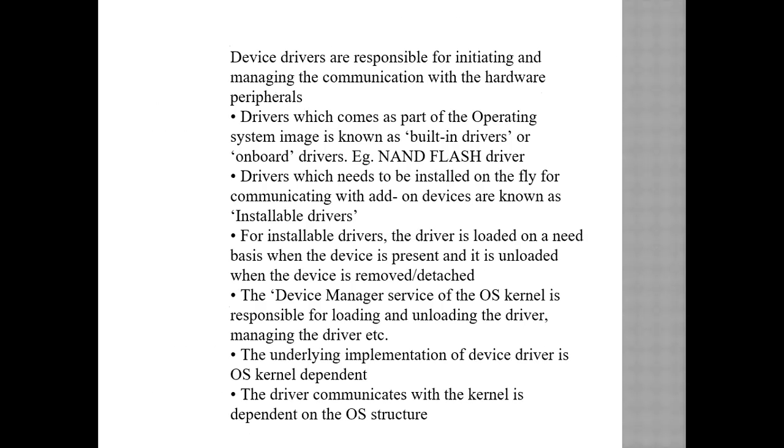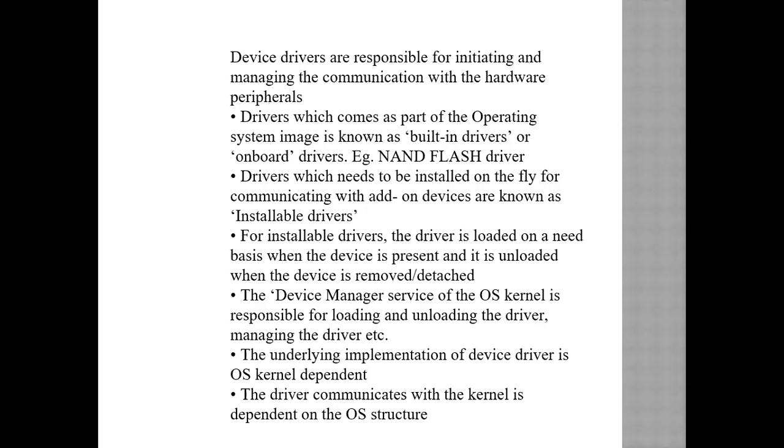The device drivers are responsible for initiating and managing the communication with the hardware peripherals. What this means is that the interrupt is handled in that particular device, which is programmable, and afterwards there should be communication with the device. After the access, it has to give back feedback to the kernel so that the device is in operation. So apart from interfaces, the establishment of communication is very important.